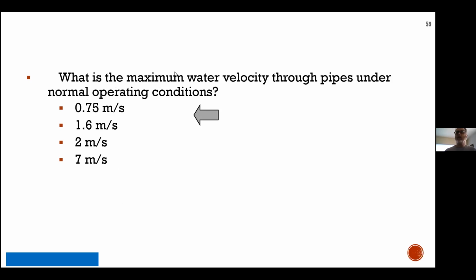When we talk about flushing a water main, we do want it to be over a meter per second, because that creates the scouring that is necessary to remove sediment.